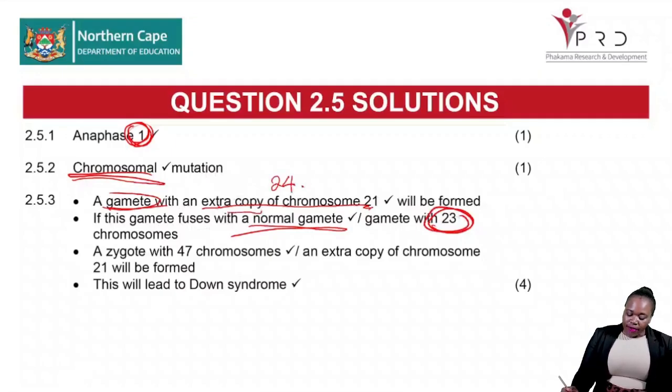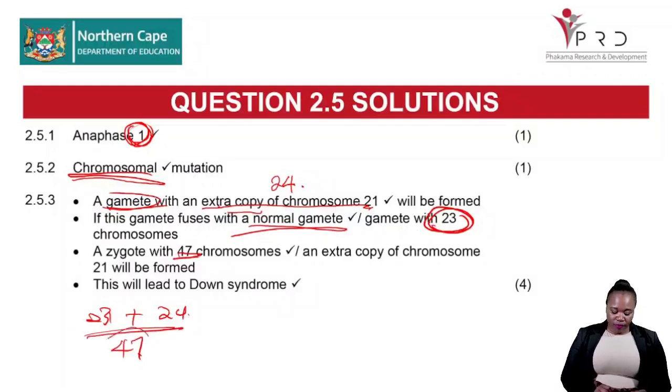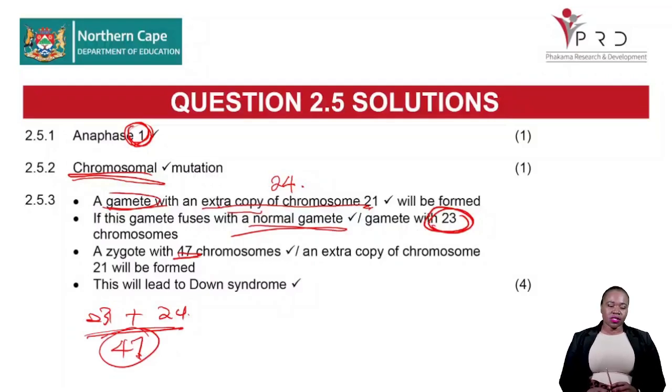A zygote with 47 chromosomes or an extra copy of chromosome 21 will be formed. 23 plus 24 does indeed give us 47 chromosomes. This will lead to Down syndrome. So remember, normal one, 46 chromosomes. Now with an extra chromosome, 47 chromosomes. Remember, you cannot talk about Down syndrome if the question did not mention that this took place on chromosome pair number 21. You can only talk about it if it does say that it's on chromosome 21. Other than that, we cannot talk about it.